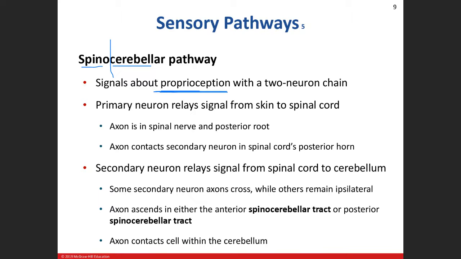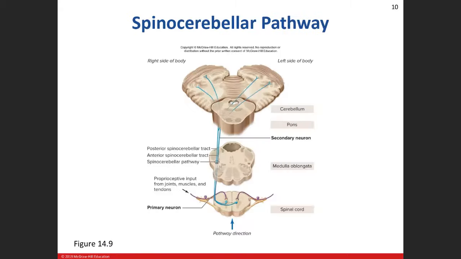And this pathway is only 2 neurons. This is really easy. So the first neuron, again, is going to go from the skin up to the spinal cord, and it's going to synapse on the secondary neuron. So we already know that story. Okay, so here you are. It goes from the skin, enters into the posterior horn here, and it's going to synapse onto the secondary neuron.